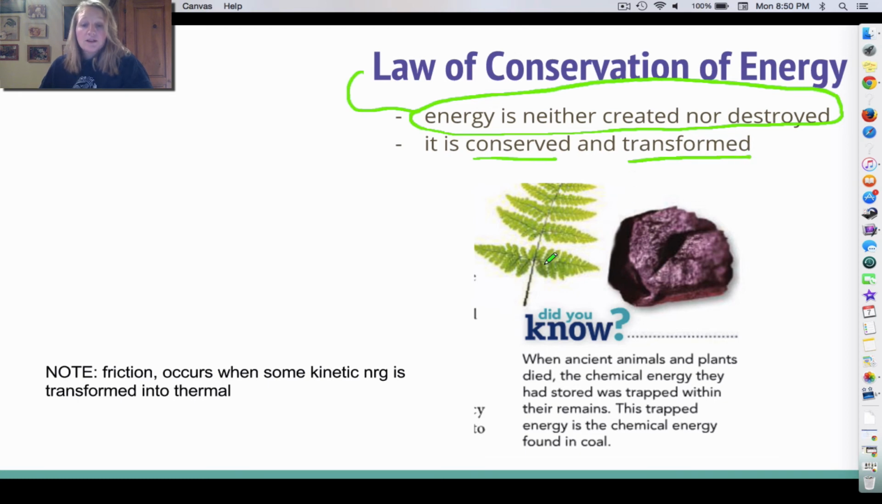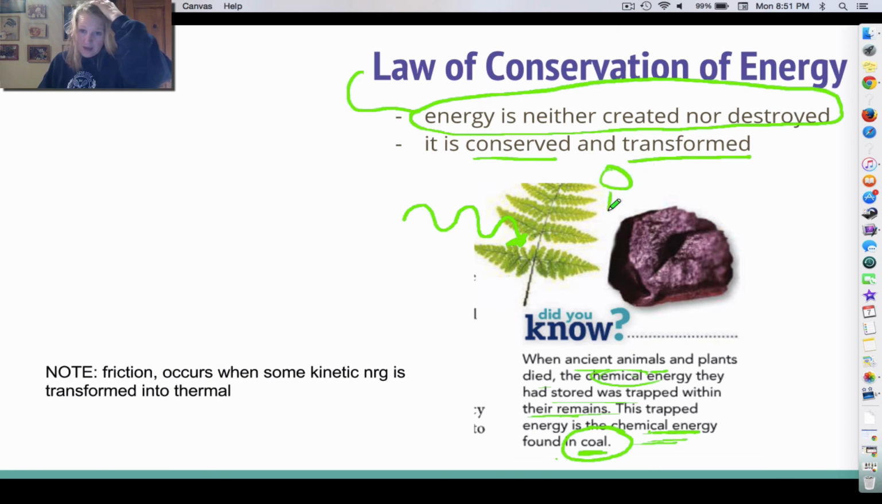So one really good example: where do we get most of our energy? Where have we been getting most of our energy from? It's from coal, from those fossil fuels. And we know that the ancient animals and plants, when they died, their chemical energy was stored within the remains, and then the trapped energy is the chemical energy that we still use today in coal and fossil fuels. So ultimately, where did that energy come from? It came from the sun, that went into the plants and the animals. Well, it went into the plants first through electromagnetic radiation. It was turned into chemical energy.